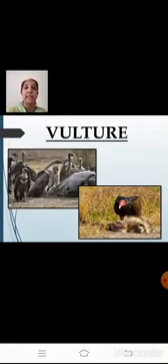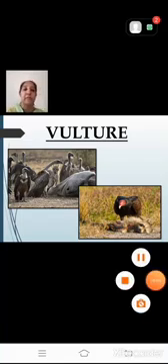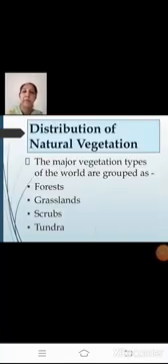Now here you can see the image given to you of a vulture. The vulture, due to its ability to feed on dead livestock, is a scavenger and is considered a vital cleanser of the environment. So we can say animals, whether big or small, are all integral and important in maintaining balance in the ecosystem. Now the next topic that we will be learning is the distribution of natural vegetation.